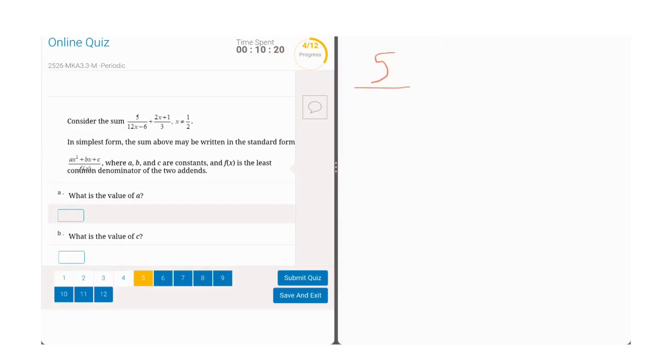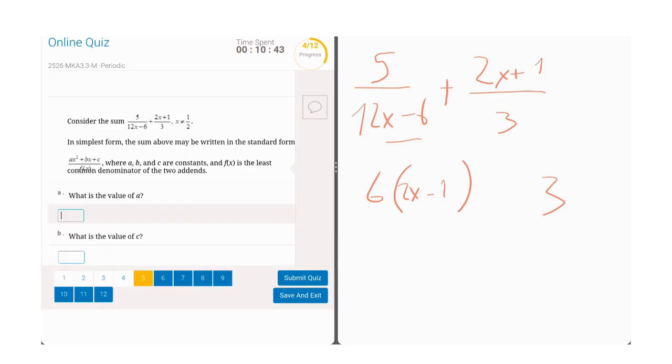Here we have 5 over 12x minus 6 plus 2x plus 1 over 3. To make these denominators the same, we need to first factor this one. This one you can factor by 6, so 6 into 2x minus 1. And then we have just 3 here. So what's the least common denominator of the numbers 6 and 3? The lowest common denominator would be 6. And then we drop down 2x minus 1. So this would be the least common denominator.